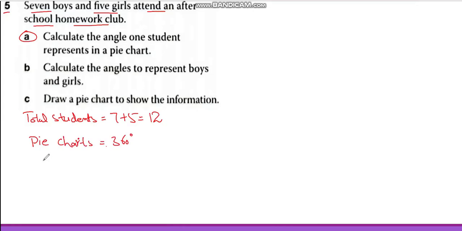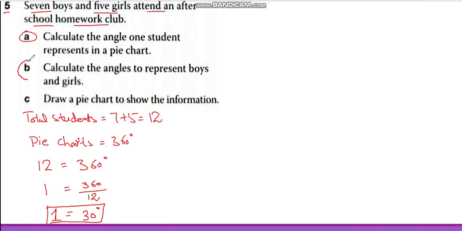So let's find the angle that one student represents in a pie chart. If 12 students represent 360 degrees, let's see what angle is represented by one student by dividing both sides by 12. So we will get 360 divided by 12, and that will be 30 degrees. It means one student represents 30 degrees over here.